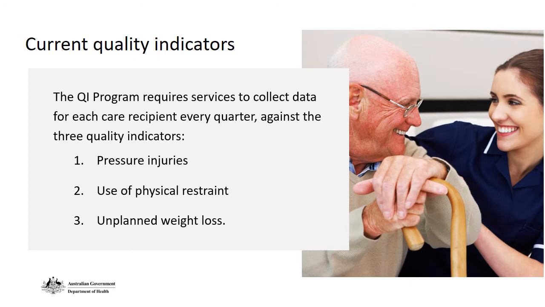Each indicator has categories for which data is collected through assessments and measurements. Data needs to be collected for a total of 10 categories across the 3 QIs. We will explore each of these categories in further detail as we look at each of the QIs. Let's take a deeper look at the third quality indicator, unplanned weight loss.